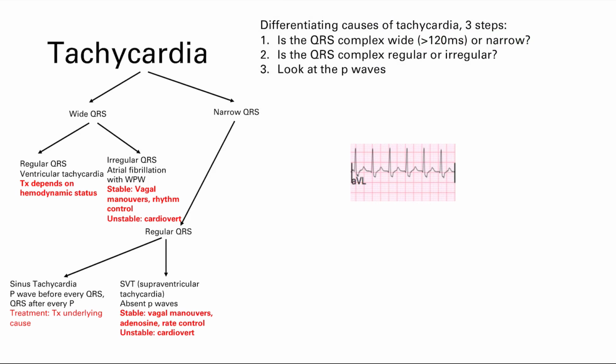Adenosine is that drug that works great, but gives you that impending sense of doom, like you're going to die or something. So you always want to warn your patients about that. And then rate control. Rate control is either a beta blocker or a calcium channel blocker.